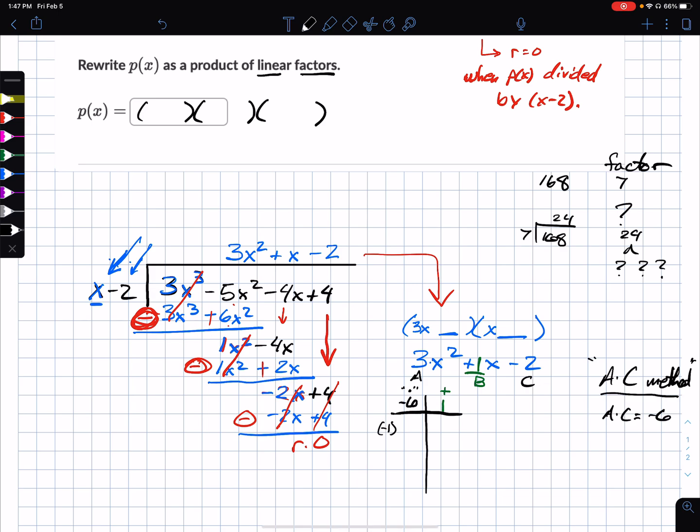-1 times 6. If you just go at it blindly here, that adds up to 5. So that's no good. I'm gonna cross that out. Adds up to 1. So I'm thinking it's a 2 and a 3. So I gotta go -2 times +3, because the 6 has to be negative. -2 times +3, and those add up to +1. So we found it. That is the AC method analysis I'm talking about.